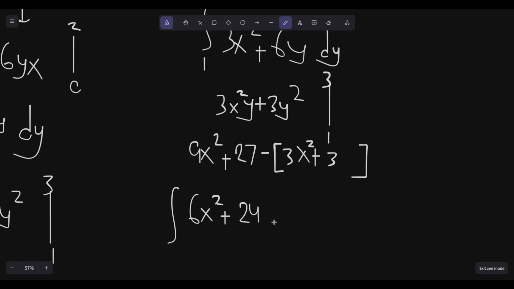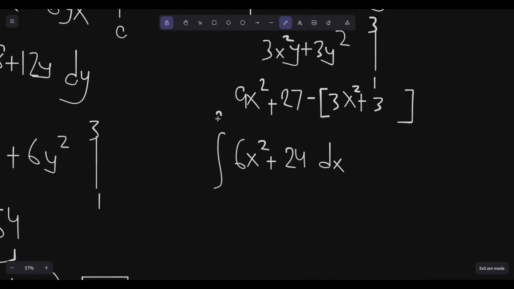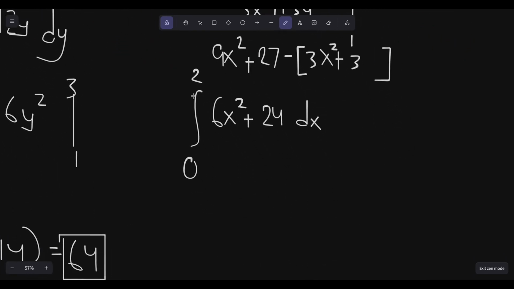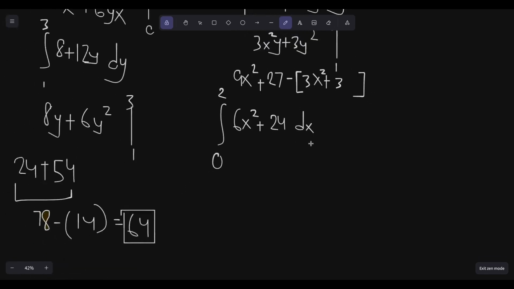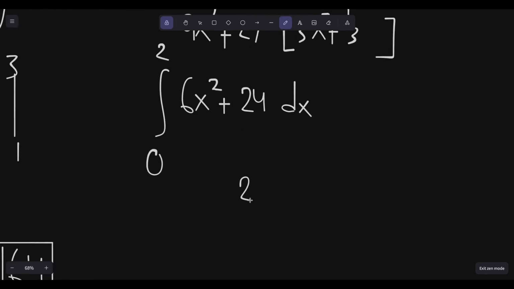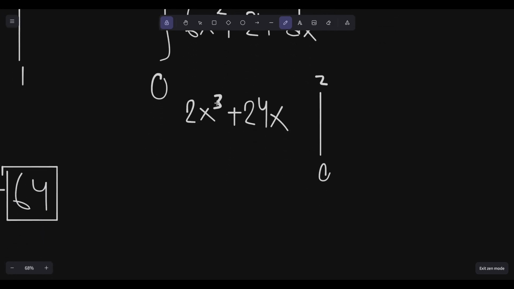And now it's time to do our inner integral, which ranges from 2 to 0. And so what we get is now we're integrating with respect to x this time. So this one is just going to be 24x. And then this one is just going to be 2x to the third power. This is going to range from 2 to 0. 2 to the third power is 8. And that's going to be multiplied by 2, which is 16. And 24 times 2 is going to be 48. And when we plug in 0 into everything, it's just going to be 0.